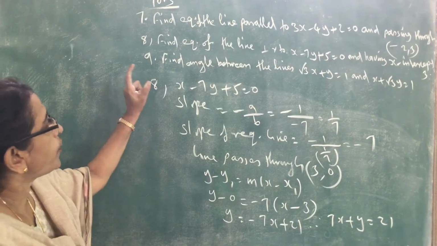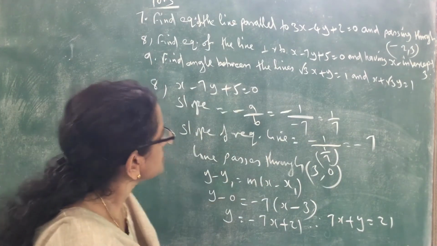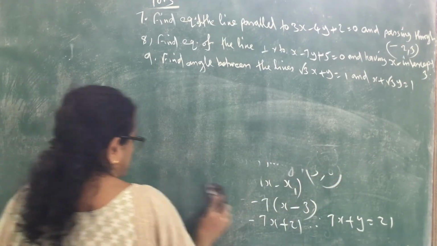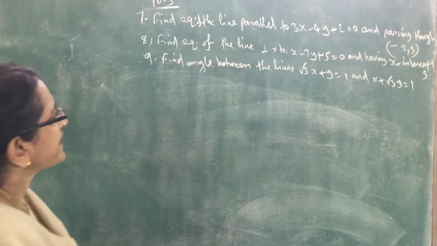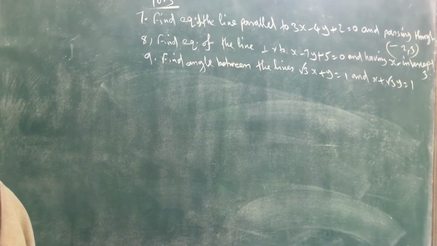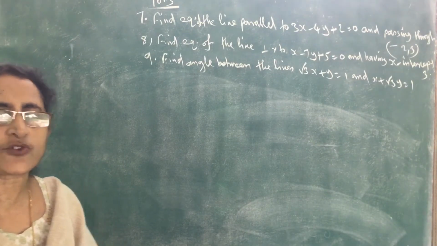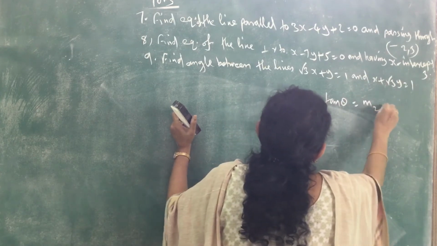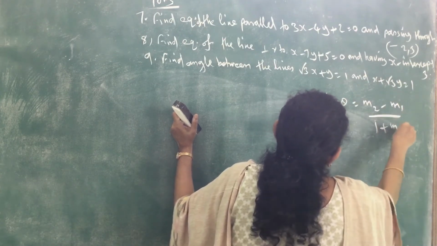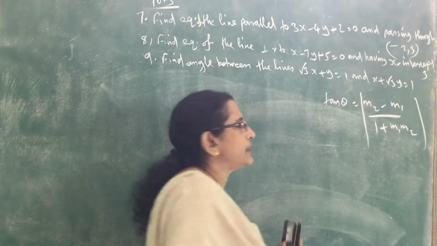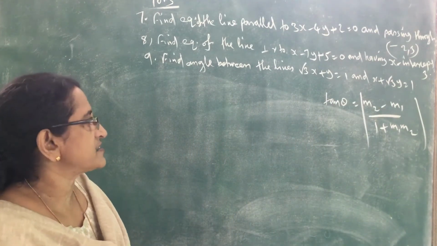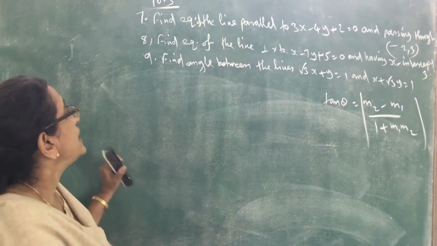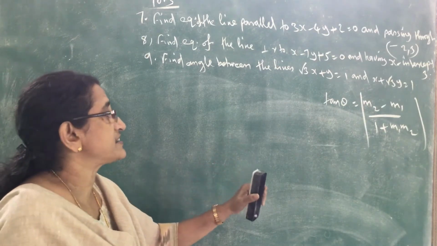Then 9th one, we want to find the angle between the lines. To find the angle between the lines using slope, we know one formula to find the angle between two lines. The acute angle between two lines is given by tan theta equal to modulus of m2 minus m1 divided by 1 plus m1 m2. So for that we want the slopes of the lines, m1 and m2.